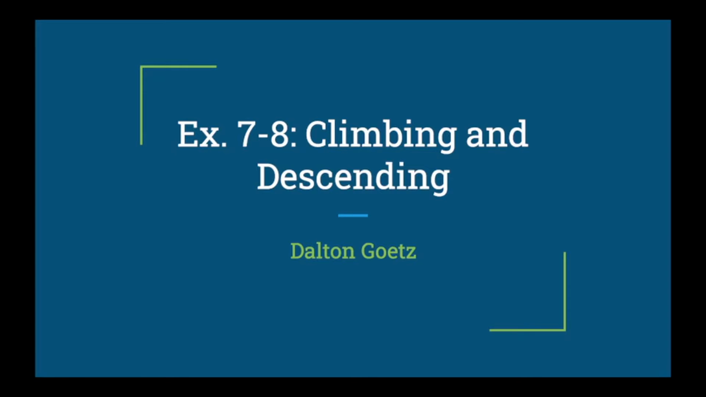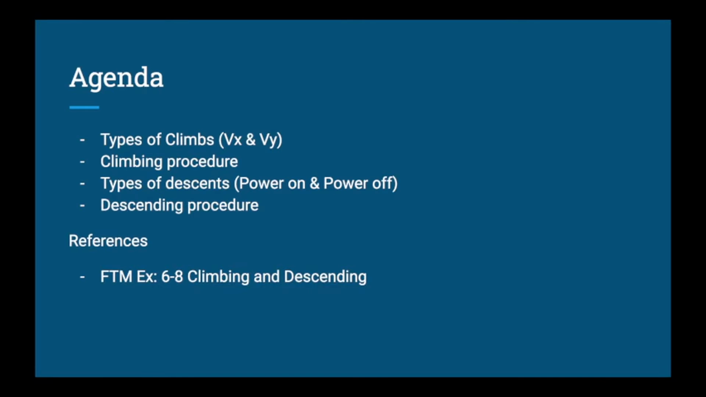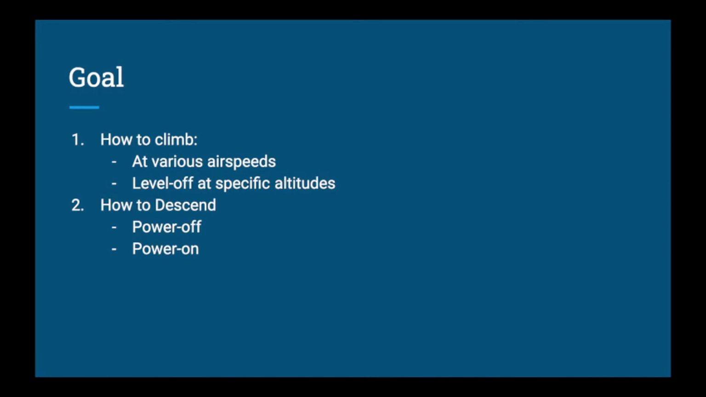Today we're going to go over exercises 7 and 8, climbing and descending, of your flight training syllabus. So what this PowerPoint includes is the different types of climbs, the proper climbing procedure, along with the different types of descents and the descending procedure. Your reference will be climbing and descending out of the flight training manual.